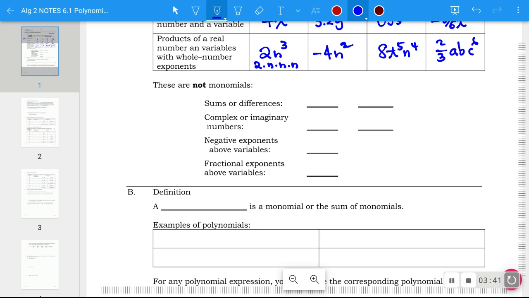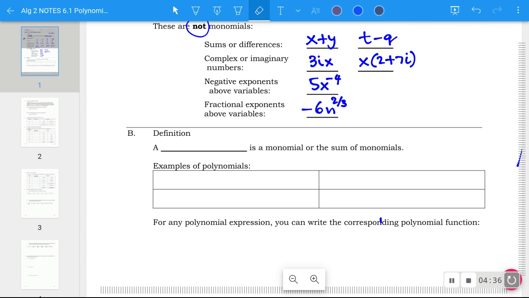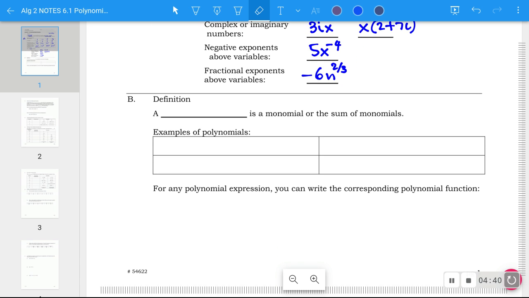Okay, so it's important to know when you're not dealing with a monomial. Sums and differences like x plus y or t minus q, those aren't monomials. These are counterexamples. You can't have complex or imaginary numbers. So you can't have 3i times x, and you can't have x times 2 plus 7i. In other words, you can't have i involved. Negative exponents actually make sense, but they aren't allowed here, so this is not a monomial. And you can't have fractional exponents either, so negative 6n to the 2/3 power. There is meaning on the 2/3 power. That's for a different section of the book, but we're not allowed to use them here in the context of a monomial.